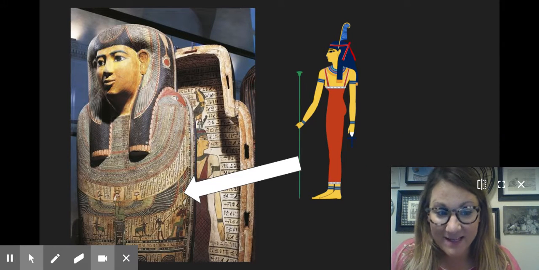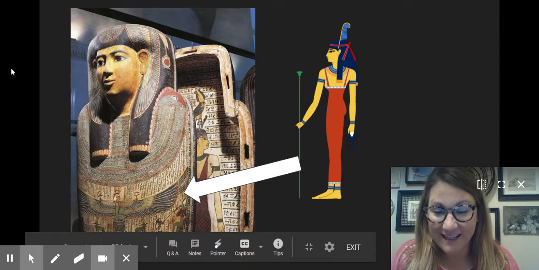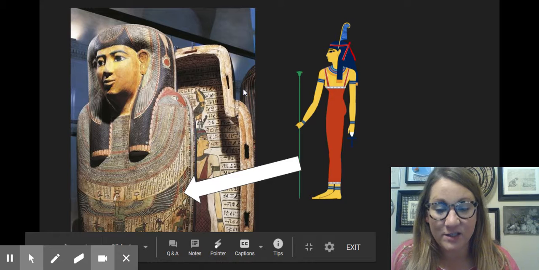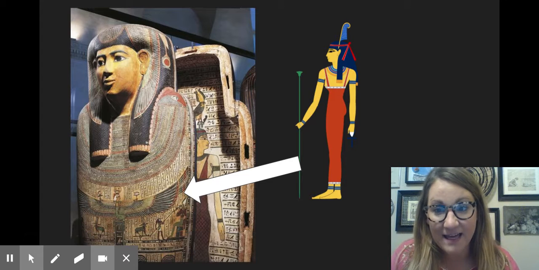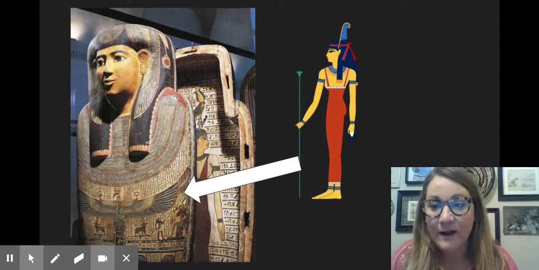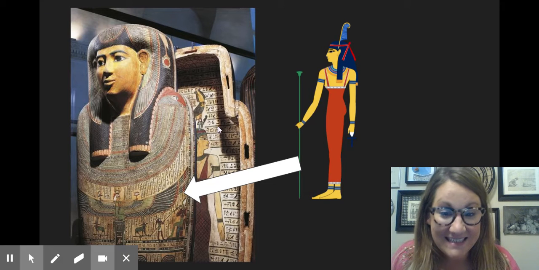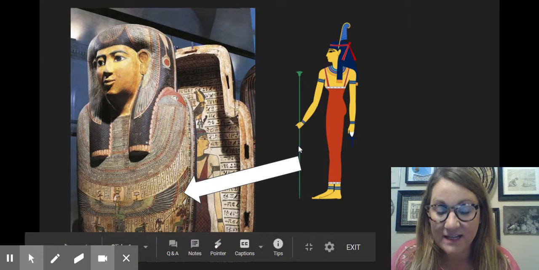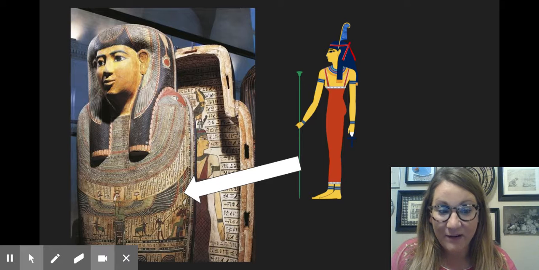So let's look at some examples of Egyptian sarcophagus today. This right over here is an example of an Egyptian sarcophagus. And as you can see, they would decorate all over. The front, the back, the insides even are decorated and filled with symbols and hieroglyphics.